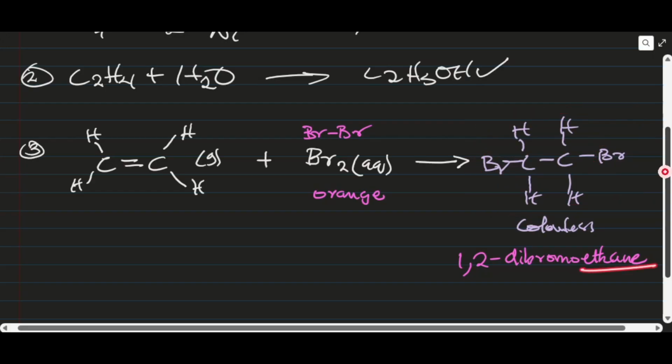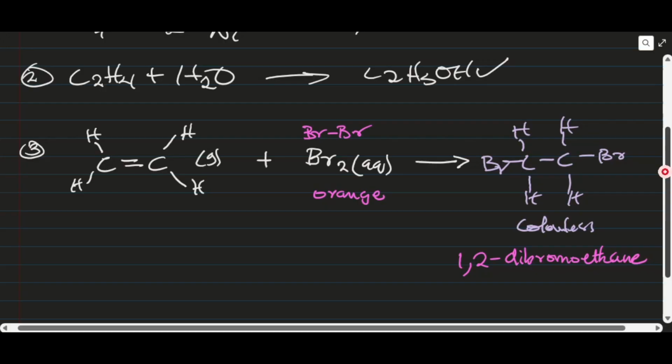So the compound is ethane, but it has two bromine atoms attached to it. One of them is attached to carbon number 1, and the other one is attached to carbon number 2. So that is why we say 1,2-dibromoethane. When you want to separate two numbers, you use a comma. When you want to separate a number and a word, we use a hyphen. So that is why it is 1,2-dibromoethane.